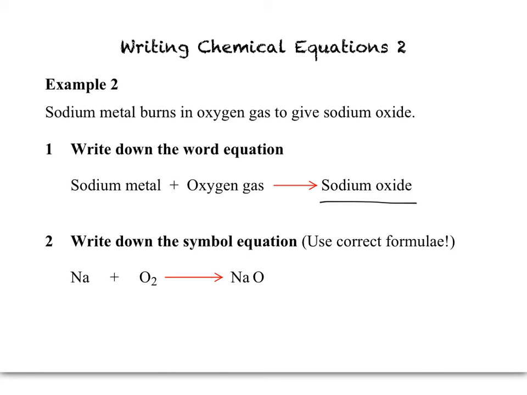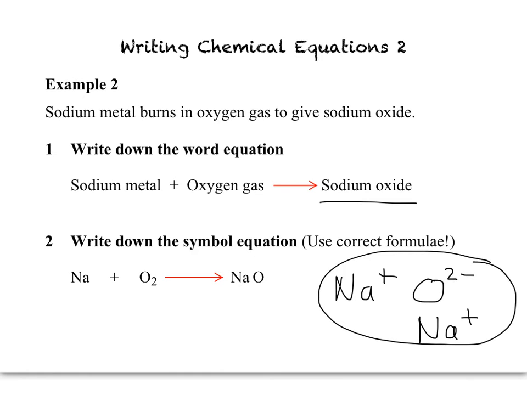reacts to give NaO. To work out the formula of sodium oxide, you need to use the periodic table. Na is in group 1, so forms the Na+ ion. Oxygen is in group 6, so forms the O2- ion. Remember, a compound must be neutral, so you need 2 Na+ ions for 1 O2- ion. This gives the formula Na2O.